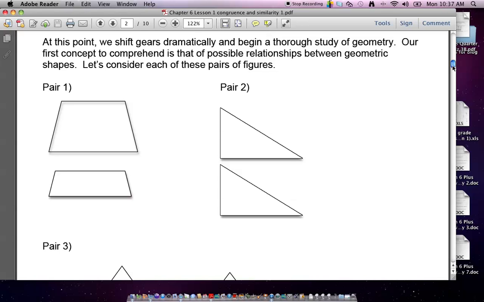You know how numbers can be equal? Like 2 equals, say, 4 over 2? Or 2 equals 2.0? Numbers are equal. Shapes are never equal. I would never say that triangle equals that triangle. I would use this word called congruent. And that's the first word that we have to learn today.